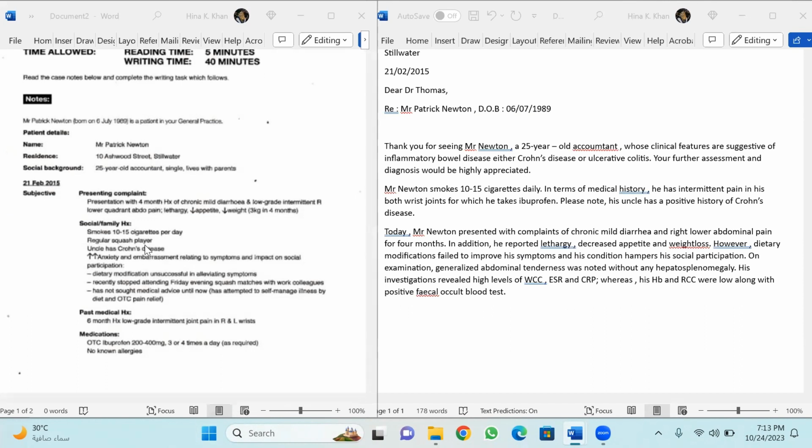If you're just writing to an orthopedic doctor, then you will mention, okay fine, he plays squash daily, and the wrist pain, both wrists, for 6 months, and he was taking over-the-counter medication, and he was having pain in both wrists, whether low grade, high grade or medium, whatever it was, then you will mention it. If it's not required, then do not write it.